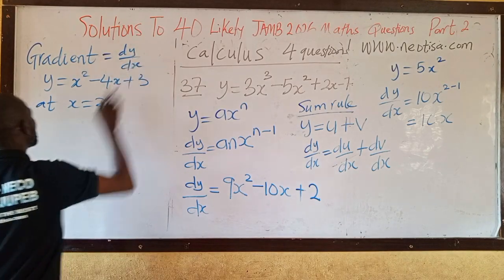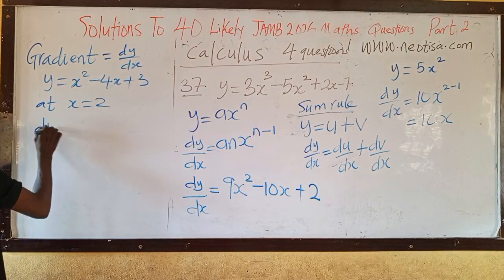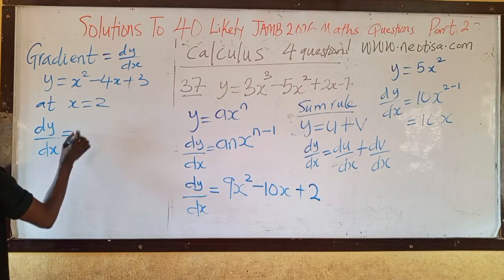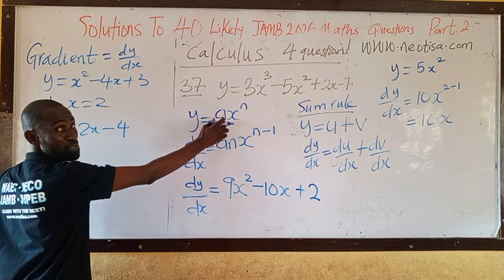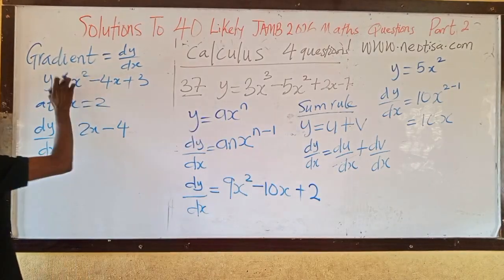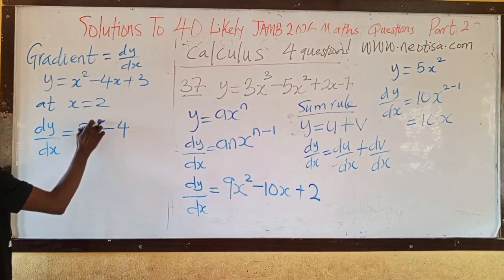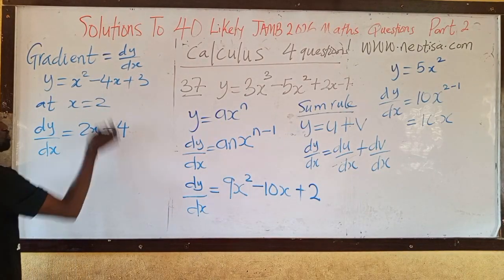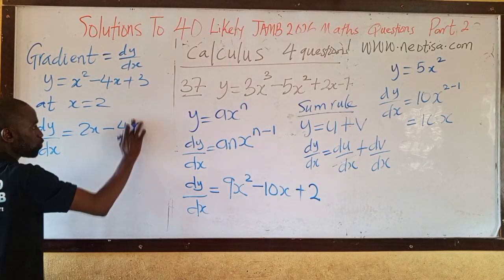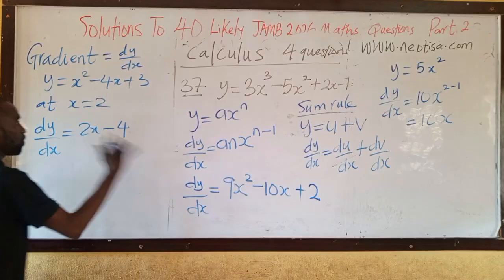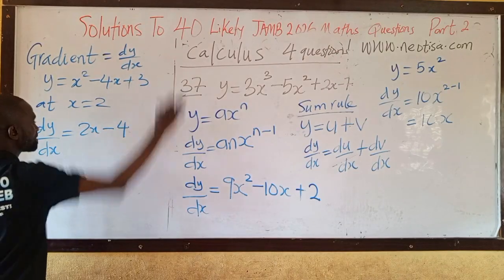So we need to differentiate first. When we differentiate this, dy/dx will become 2x minus 4, using this general principle. 2 times 1 is 2, 2 minus 1 is 1. Then 1 times minus 4 is minus 4, 1 minus 1 is 0, x to the power 0 is 1. The constant 3, when differentiated, is 0.